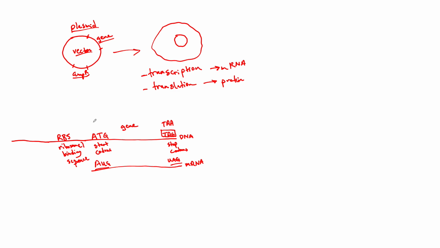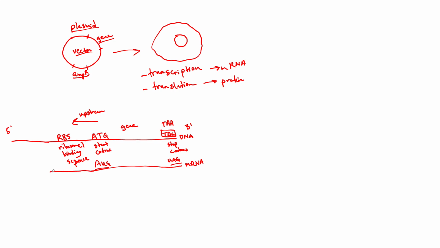And when I say upstream, I mean in the 5' direction. If this was the 5' end of the DNA and this is the 3' end, upstream basically means before, if we're reading this from left to right. So there needs to be a ribosomal binding sequence that the ribosome can recognize and bind to.